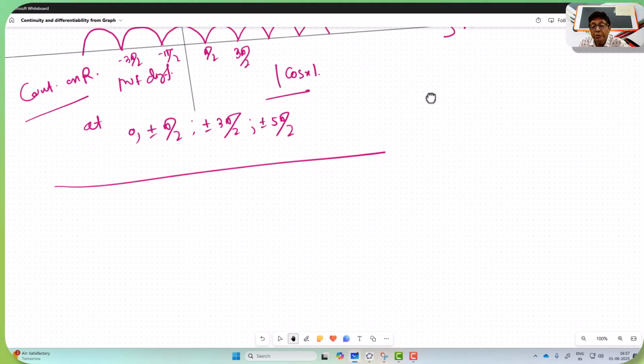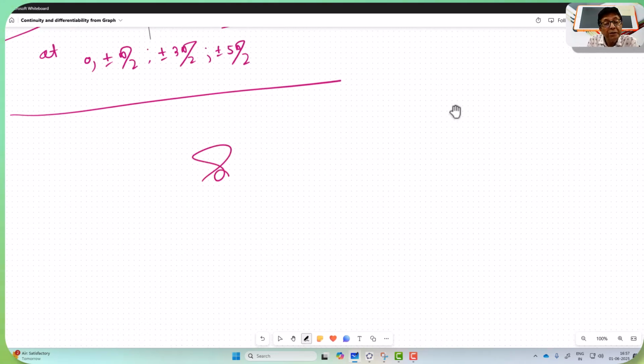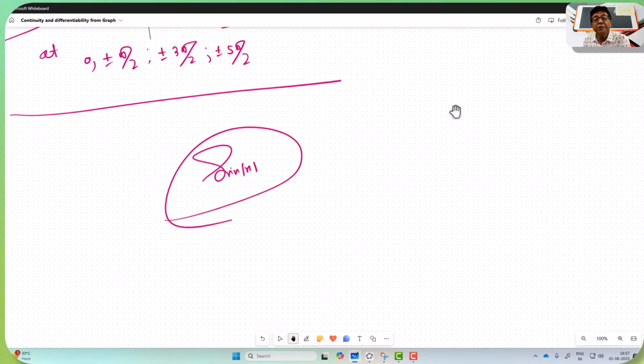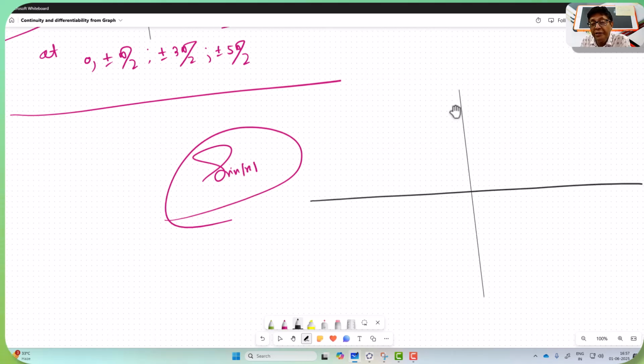Now what about the sine mod x graph? Sine of mod x, is it continuous? Is it differentiable? You remember how to plot the sine of mod x graph? I will just remind you again. Let me draw the sine x function graph first. On the left side also in the same manner. Okay, this is the graph of y equal to sine x.